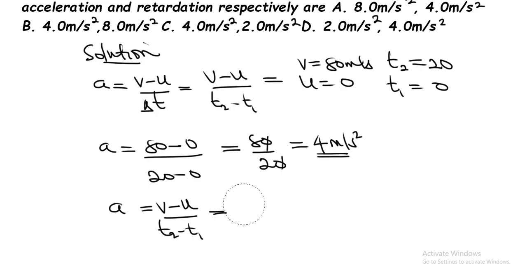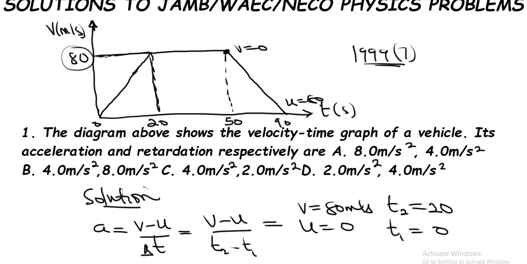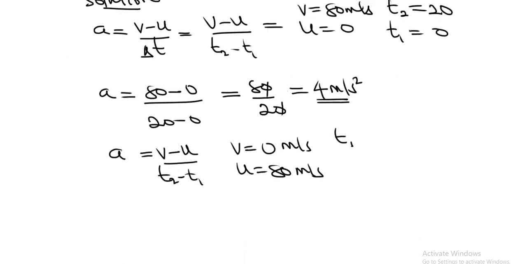So from there we could see that v here is equal to 0, because it's retarding, and our u is equal to 80. That is 0 meter per second and 80 meter per second. Now our t1, at the point of decelerating, is going to be where you have t1, and here you have our t2. So t1 here is 50 seconds, and t2 is 90 seconds.